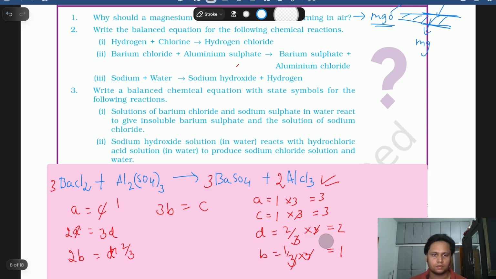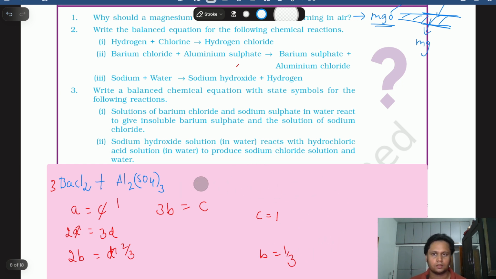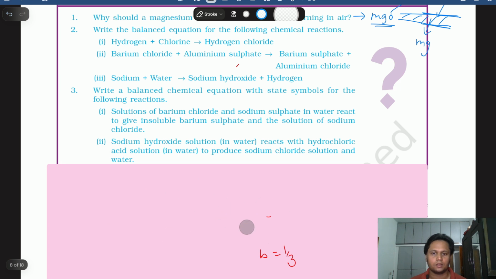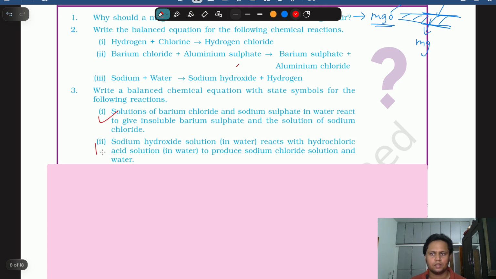Now there is something, sodium with water. That is again easy. Now these two, and the third one, these two are homework for you guys. You can solve this and please write it in the comment section. You just need to write the coefficient part. Don't write the entire equation. You just need to write the coefficient part. That's it.